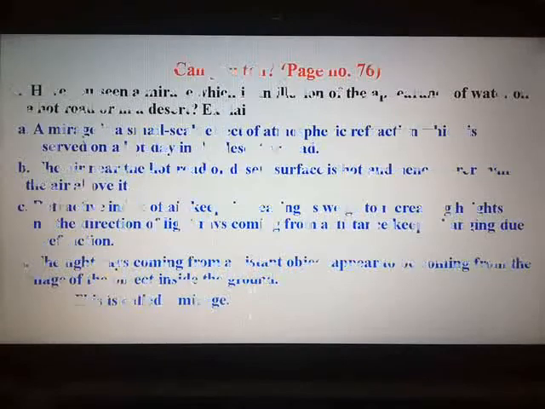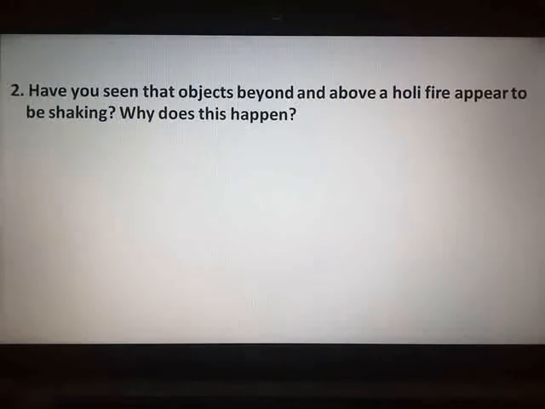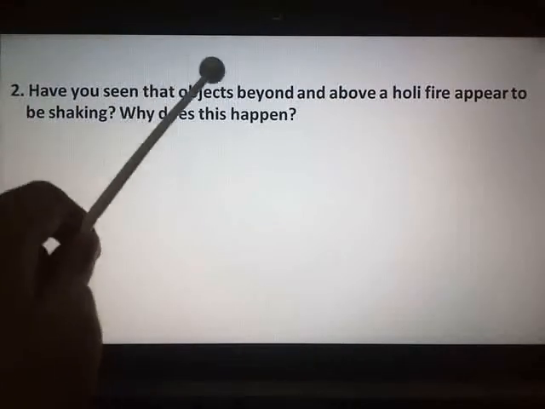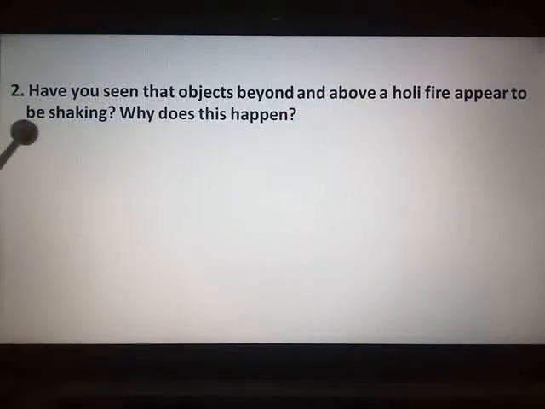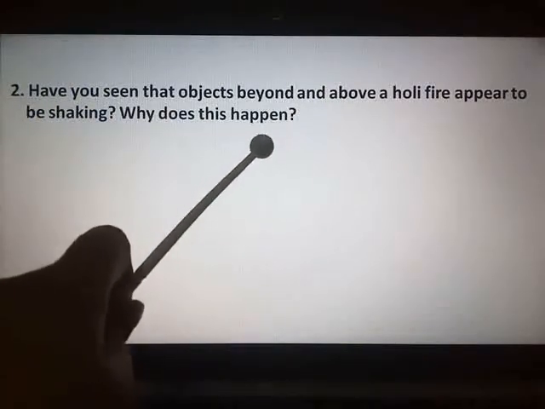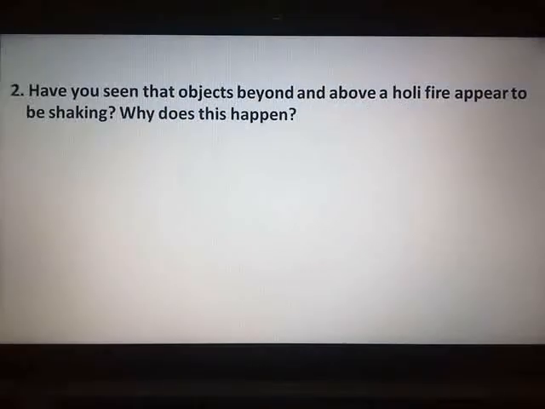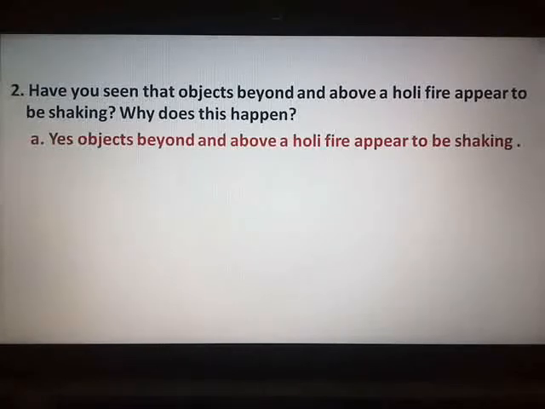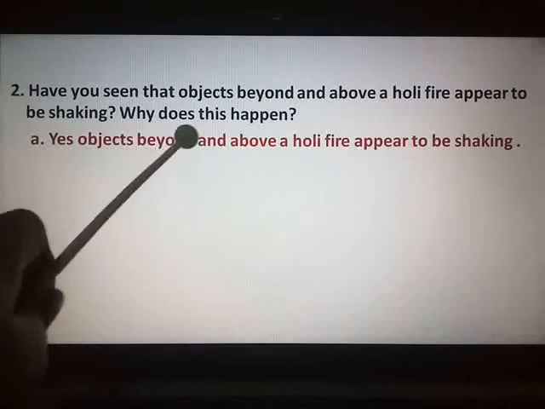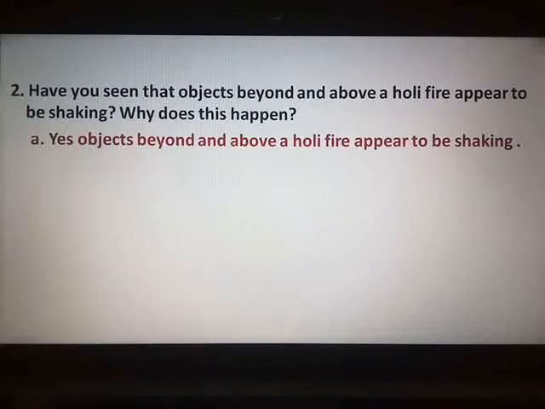Next question, same page, under the heading, can you tell? Have you seen that objects beyond and above a holy fire appear to be shaking? Why does this happen? Actually, do they shake? No, they appear to be shaking. So point number 1 over here is yes. They have asked us, have you seen? So your answer is yes. Objects beyond and above a holy fire appear to be shaking. That should be your first point.